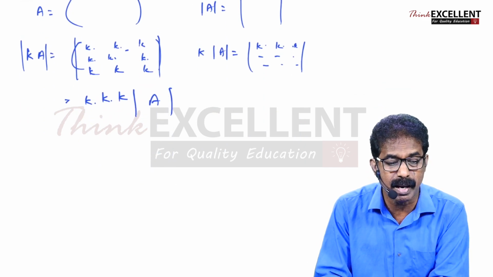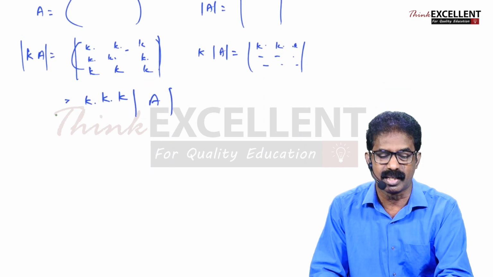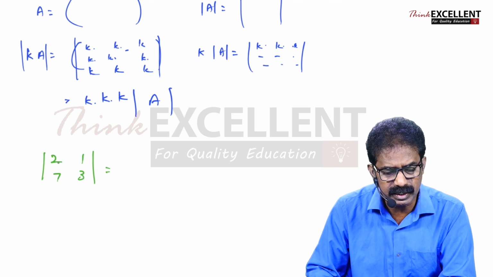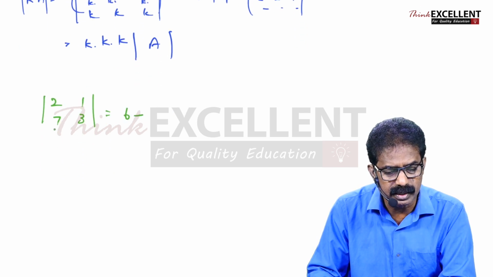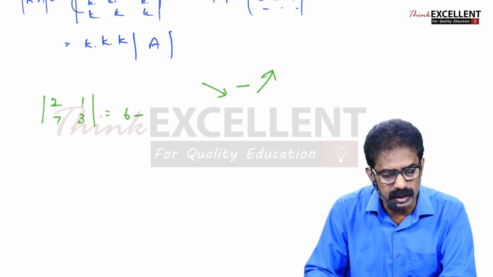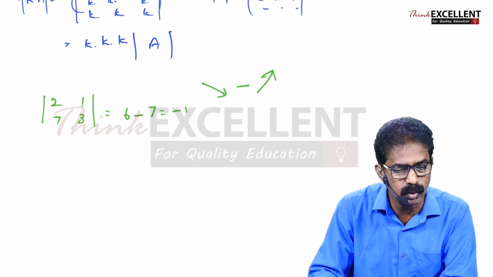Now, how to expand? I said a determinant can be simplified, right? So, suppose a determinant is given 2, 1, 7, 3. First the principal diagonal you multiply. 2 3s are 6 minus 7 into 1. You multiply these two, put a minus, then you multiply the other two. So 2 3s are 6 minus 7 into 1, 7. So the answer is minus 1.